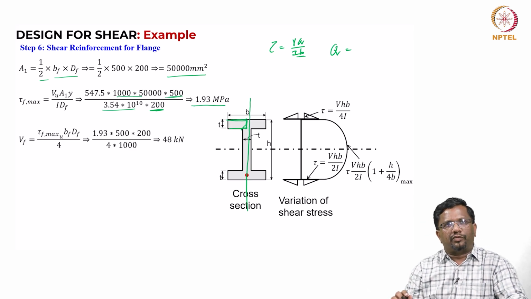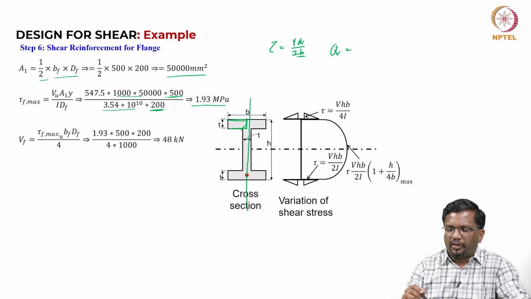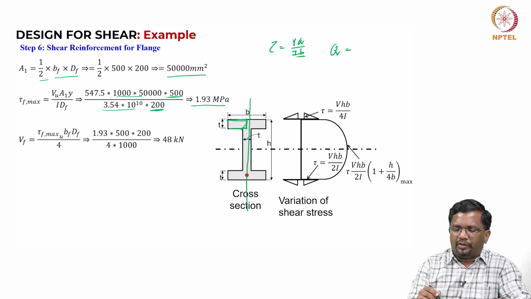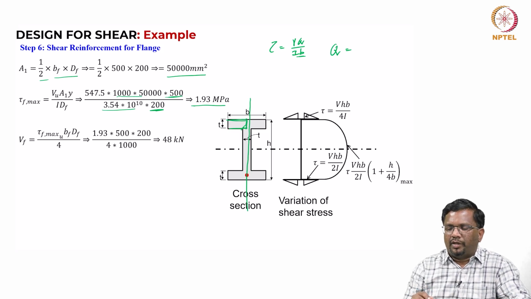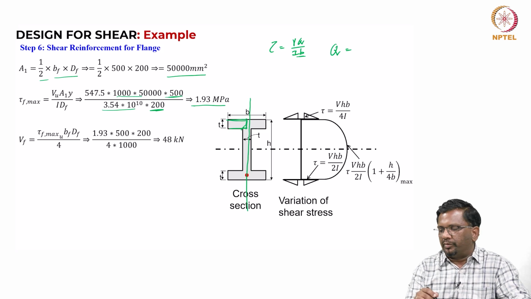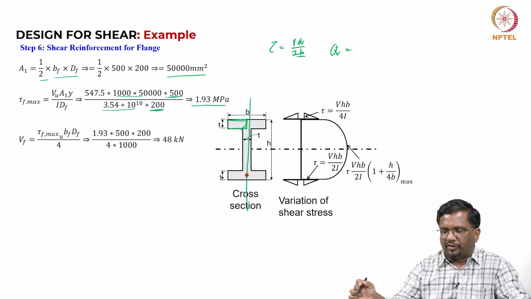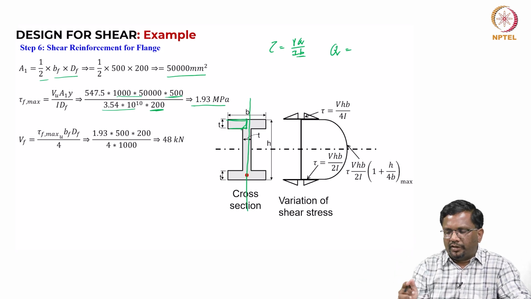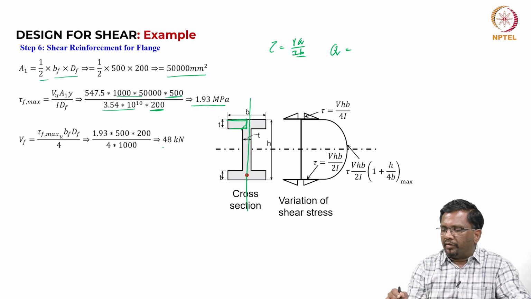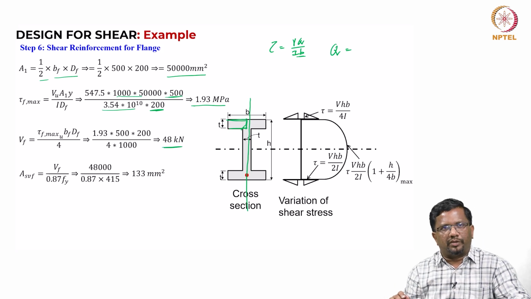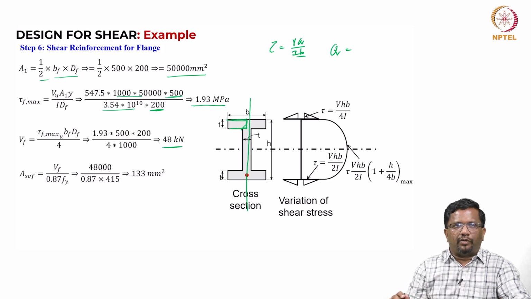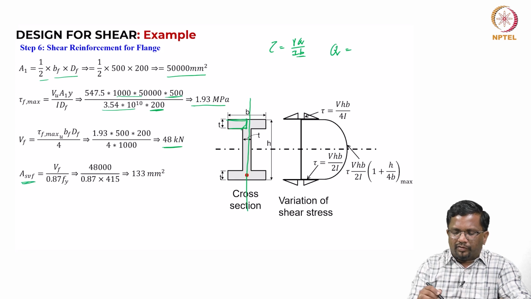Now, for the shear force in the flange, you integrate that. So, it is going to be tau F max into BF into DF by 4. So, basically you are integrating all the shear stress over the flange area. When you do that, you get a force of 48 kilonewton. For the 48 kilonewton, now I can calculate what should be the area of the flange.